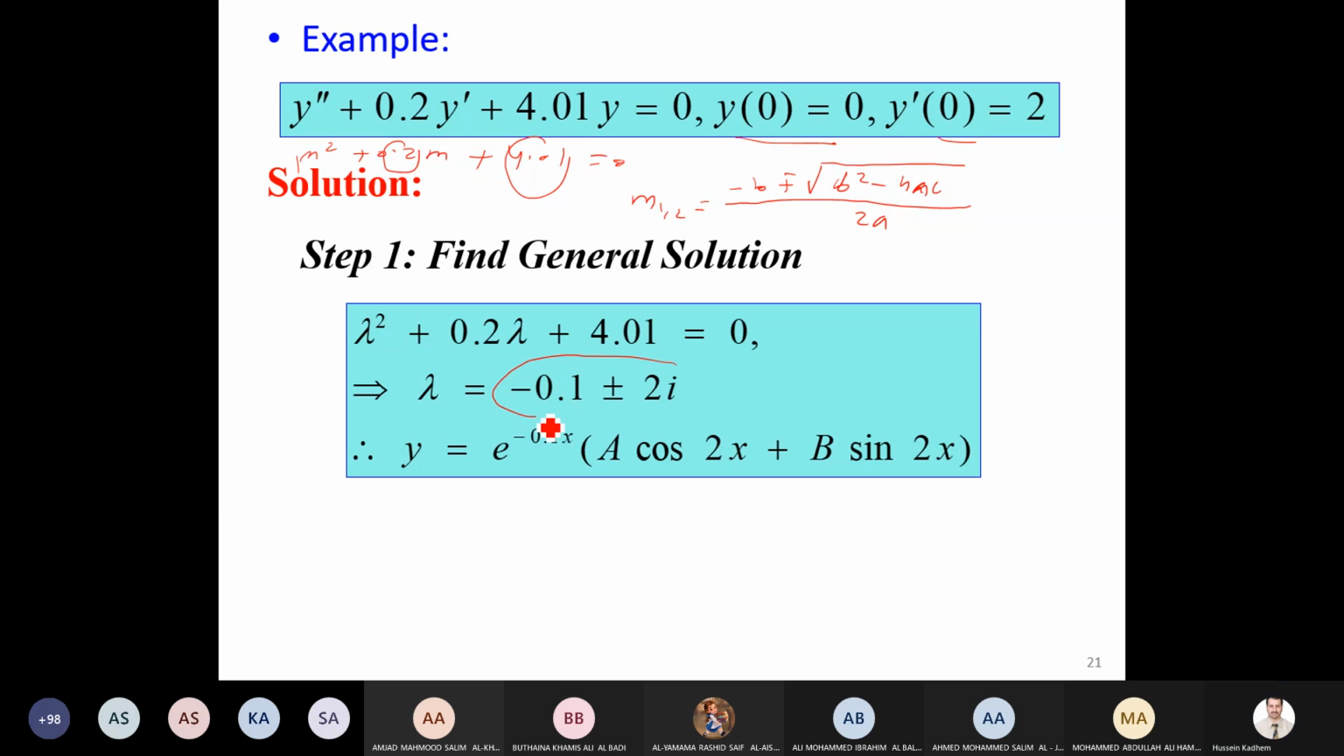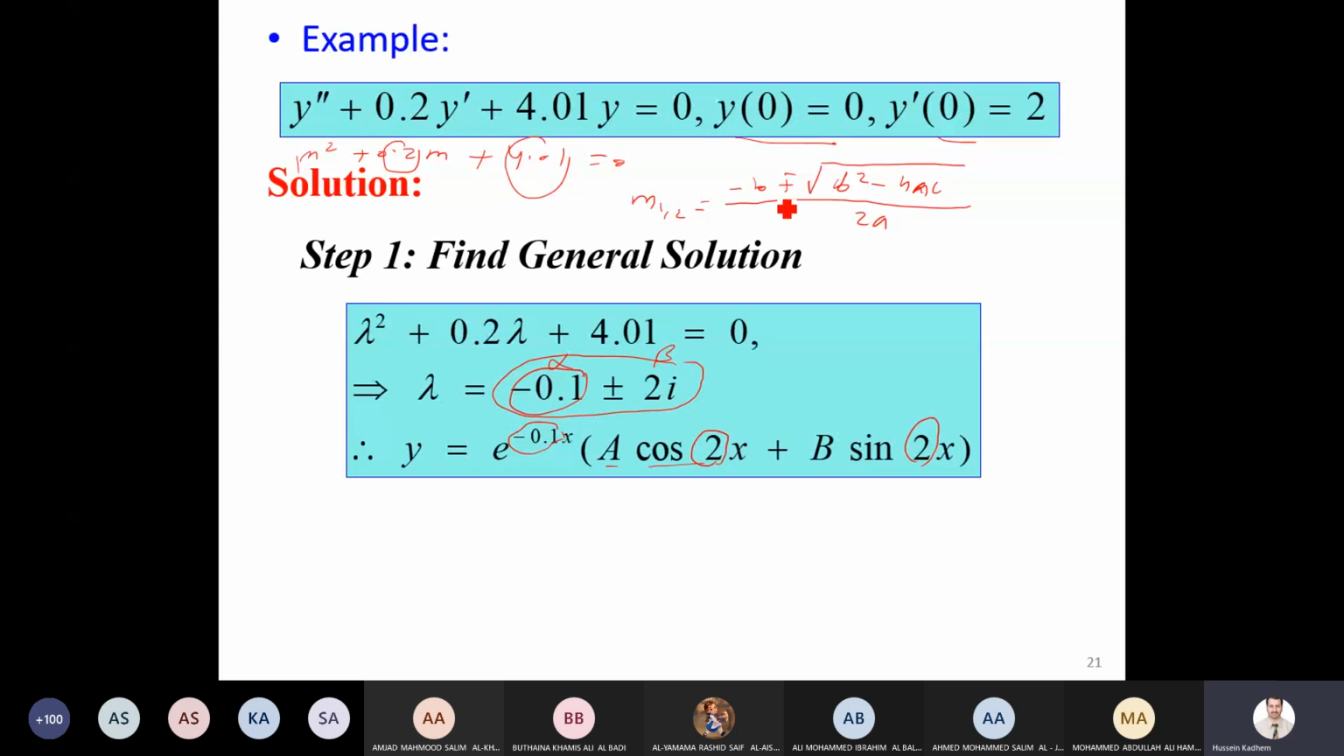What I got? See here, complex roots. This is alpha and this is beta. I remember the formula for the final solution: exponential alpha x, where this is alpha, plus constant times cosine beta x, where beta is 2, plus constant times sine beta x, where beta is 2.